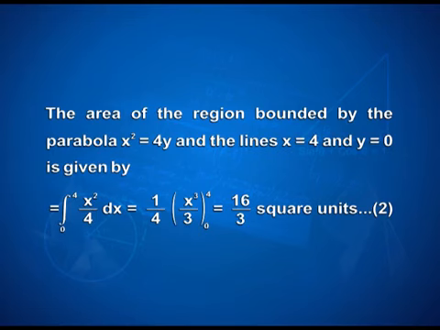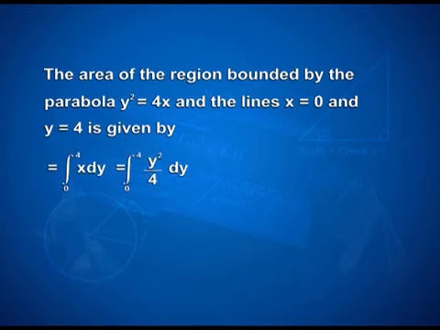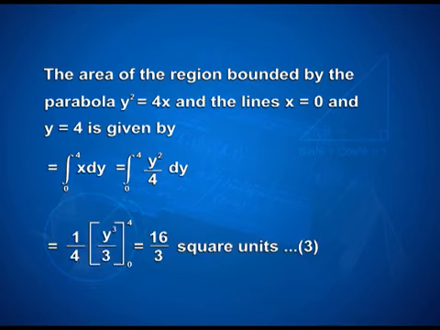Take this as the second equation. The area of the region bounded by the parabola y² = 4x and the lines x = 0 and y = 4 is given by the integral from 0 to 4 of x dy, that is equal to the integral from 0 to 4 of y²/4 dy, that gives 1/4 into y³/3 with limit 0 and 4. On calculating, we get 16/3 square units as the area.